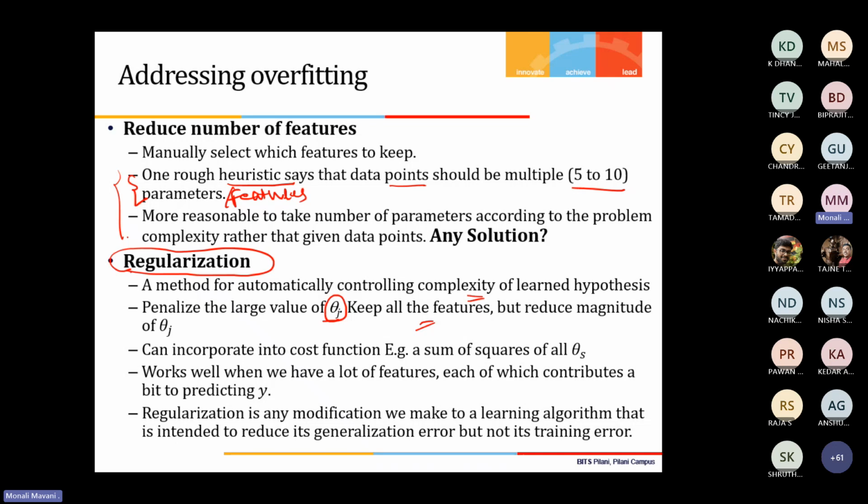If we want to retain all the features, how can we handle overfitting? Penalize large values of theta, which we do by changing our cost function or loss function. What you need to understand is that regularization is a modification to reduce the generalization error, not the training error. It won't touch the training error, but it will give us good generalization performance.